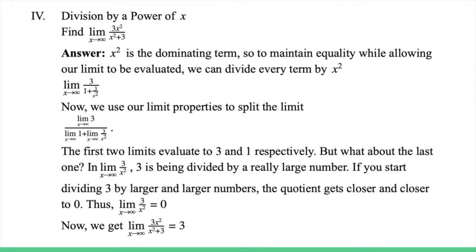The first two limits, the first one in the denominator and the numerator, both evaluate to 3 and 1. But what about the last one? In the limit as x approaches infinity of 3 over x squared, 3 is being divided by a really large number. If you start dividing 3 by larger and larger numbers, this quotient gets closer and closer to 0. So we'll claim that the limit as x approaches infinity of 3 over x squared is 0. So now, simplifying your answer, we get 3 over 1 plus 0, which is just 3 over 1, which is 3.